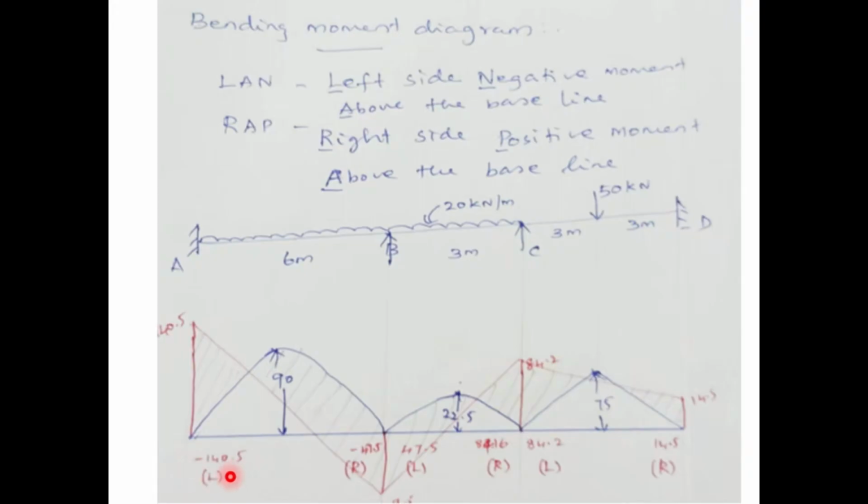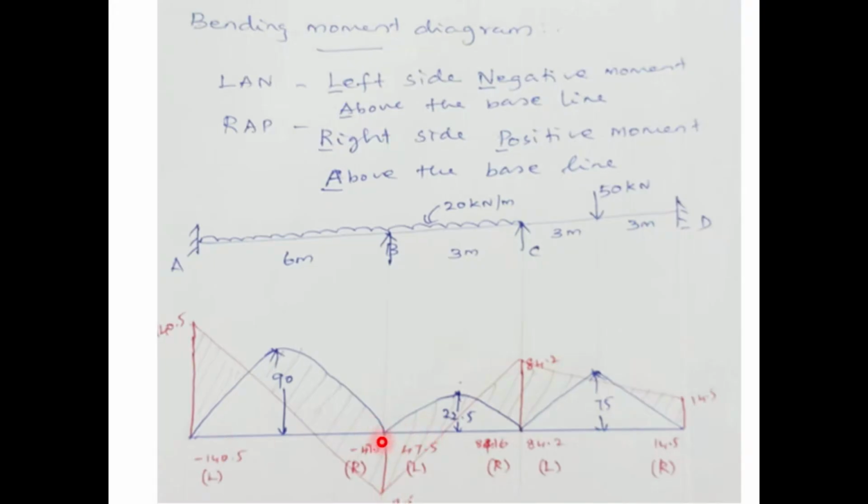We are getting negative moment. Left side negative means above the baseline. You remember LAN. Left side negative, we are getting minus 140.5. So left side negative moment, therefore the bending moment diagram is above the baseline. So you have to draw a straight vertical line above the baseline. That value is 140.5. Now coming to B point.